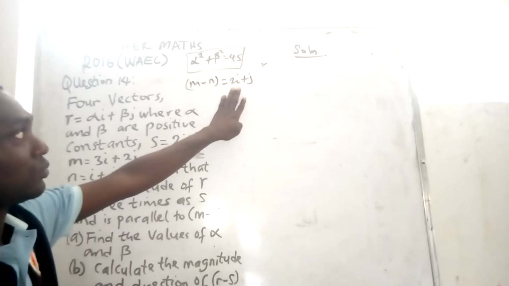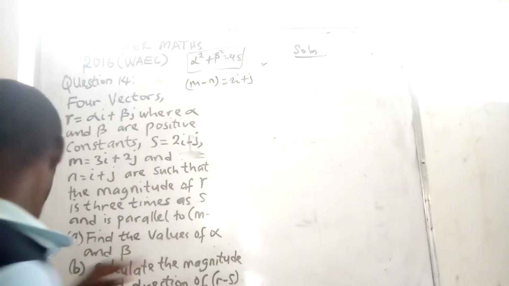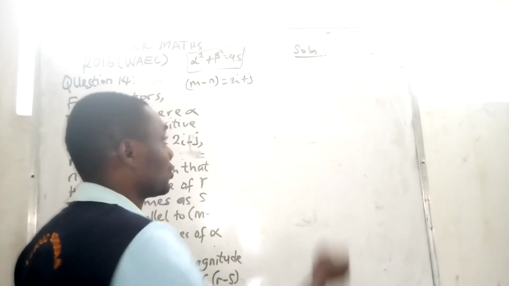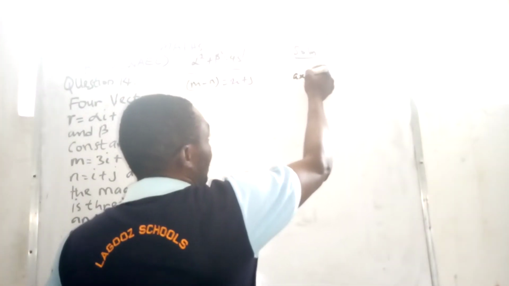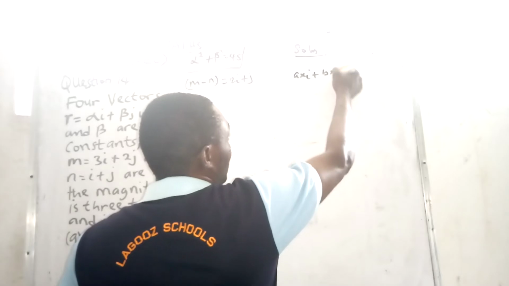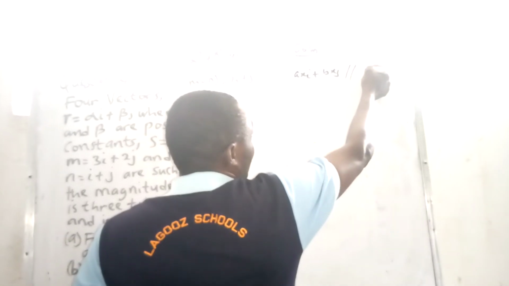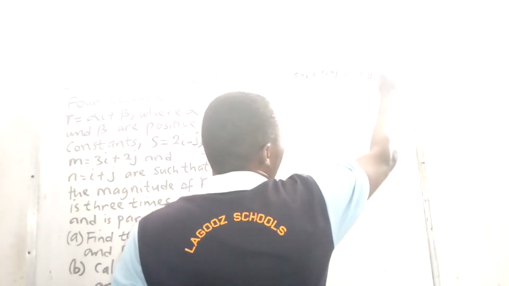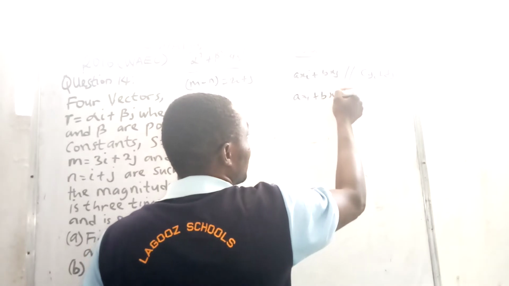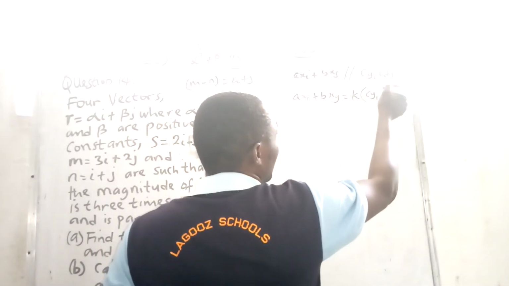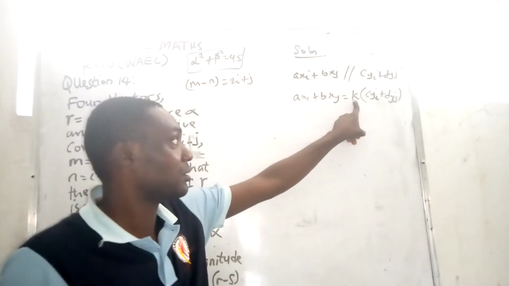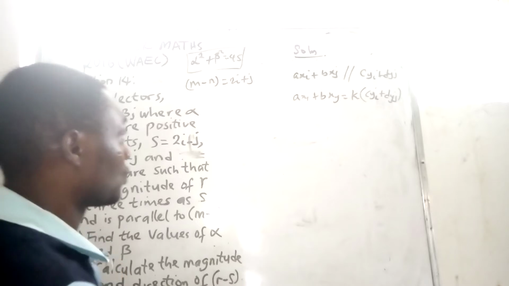Now, r is parallel to m minus n. When two vectors are parallel, they are equal when you multiply one by a constant. What I mean is, if I have a vector, let's say ai plus bj, and it's parallel to ci plus dj, then it means that ai plus bj is equal to k multiplied by ci plus dj. So this shows that they are parallel. You just introduce a constant and multiply it by this. So that's what we are going to do to the vector.